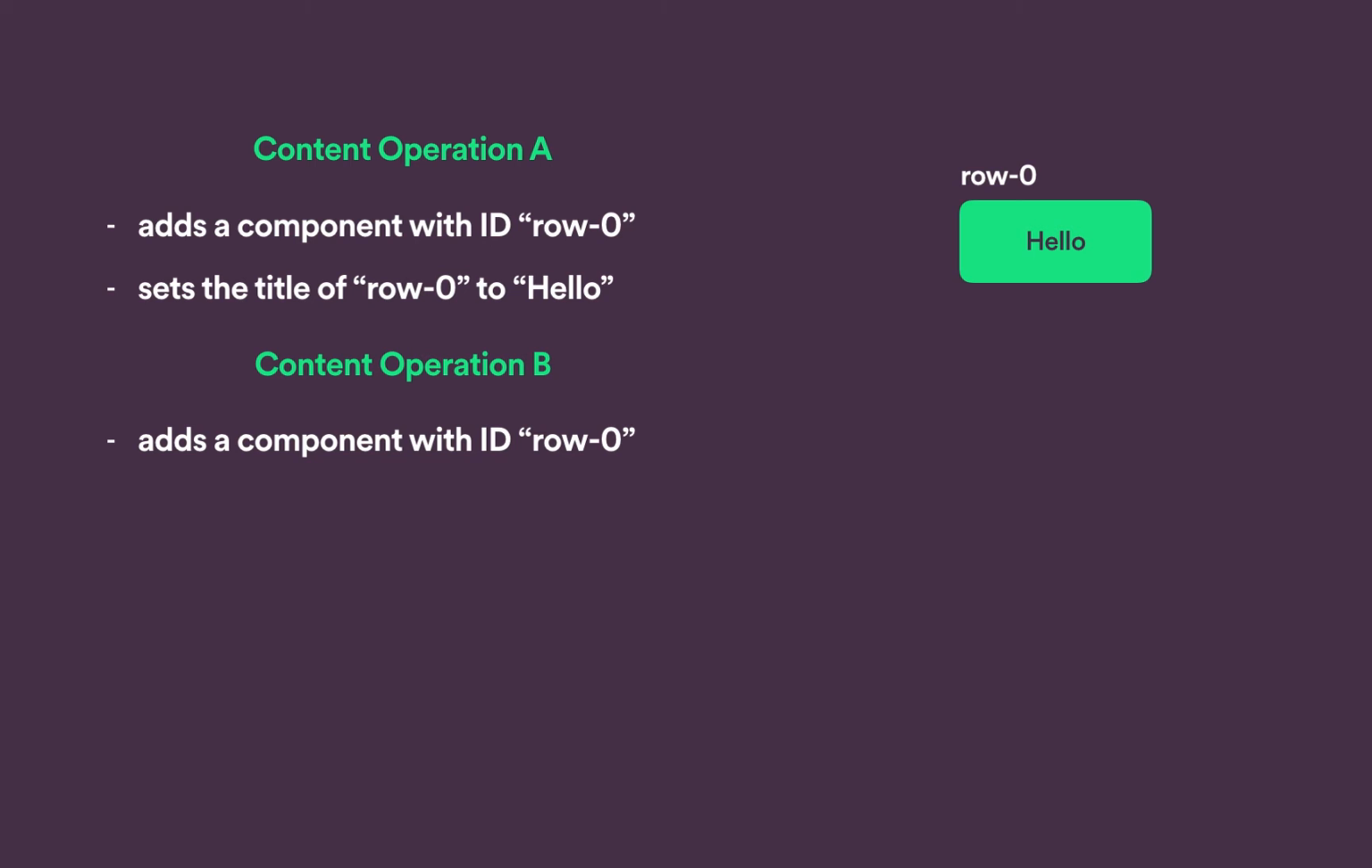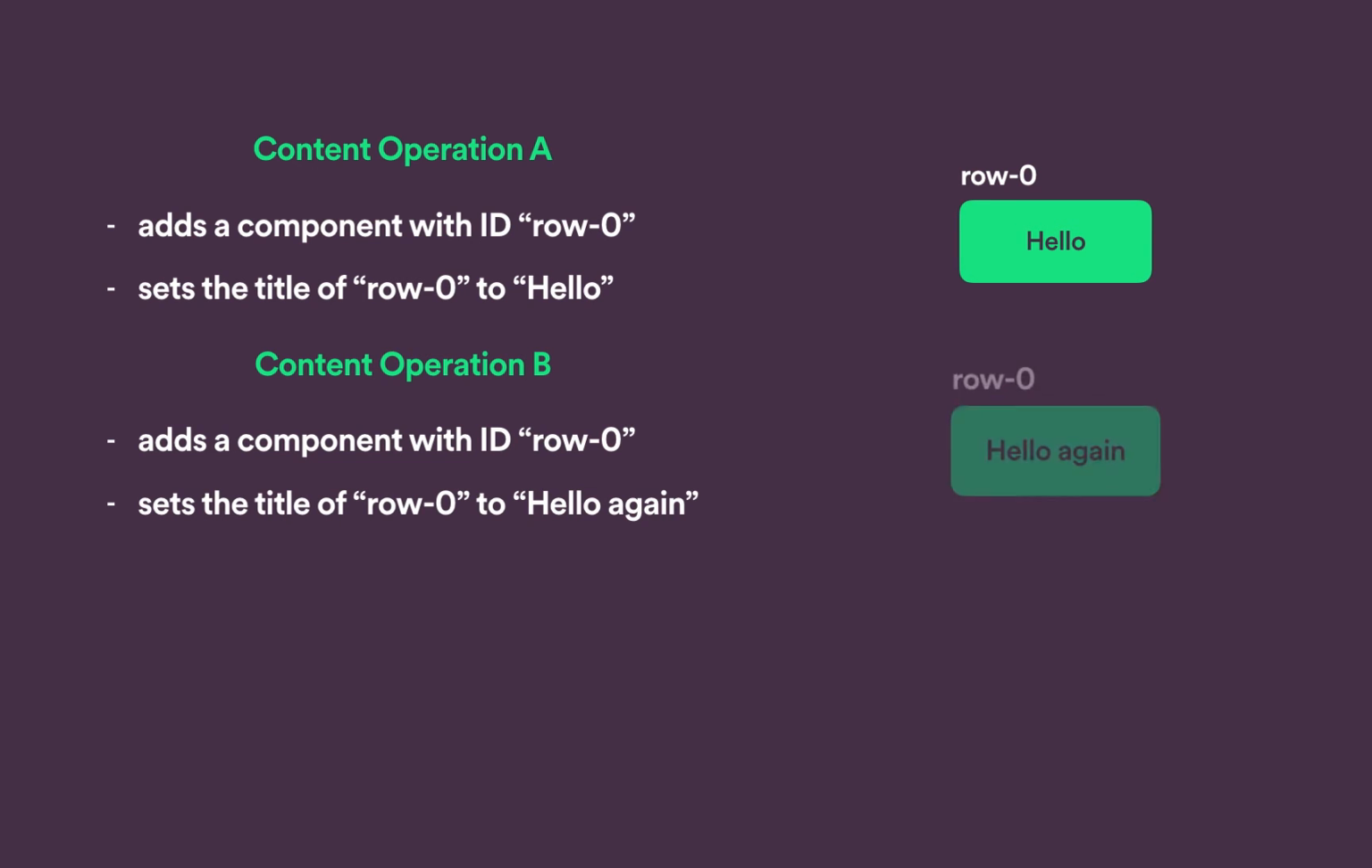What that is going to do is give this content operation an instance of the previously created component model. What that means is that if we set the title of that model to hello again, it's not going to generate a new component, it's actually just going to update the title of the previously created row0 component.